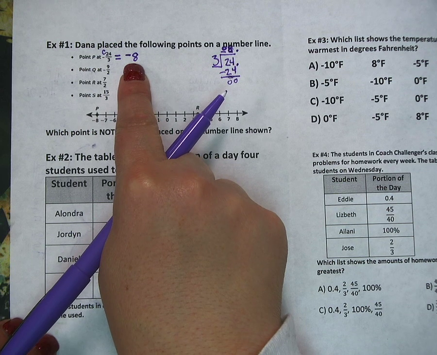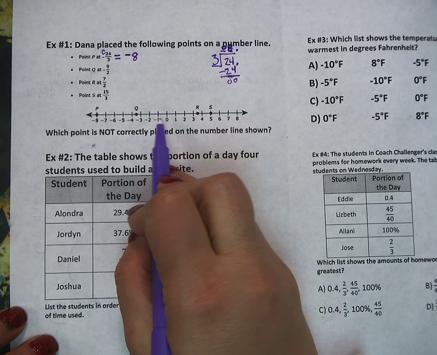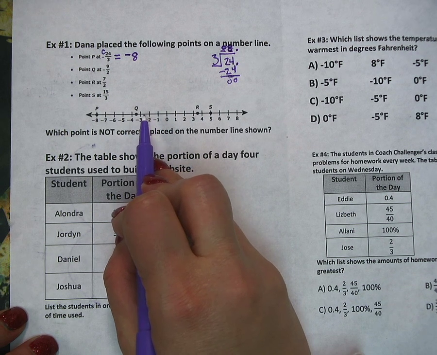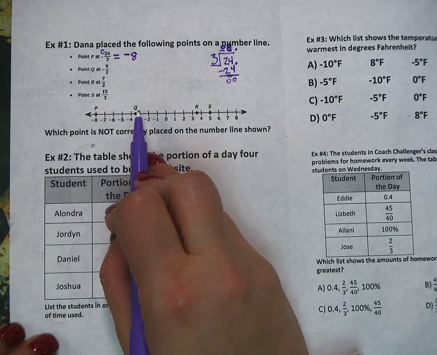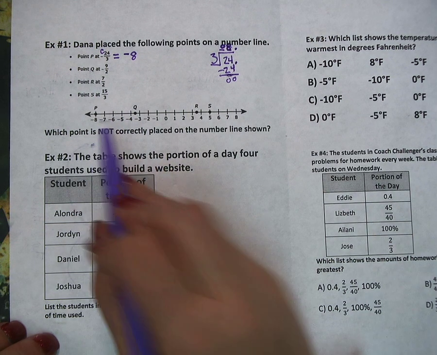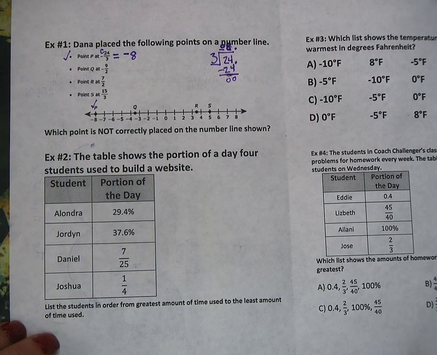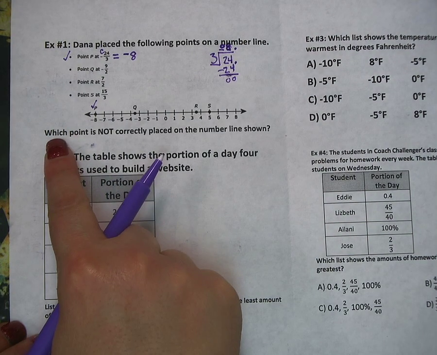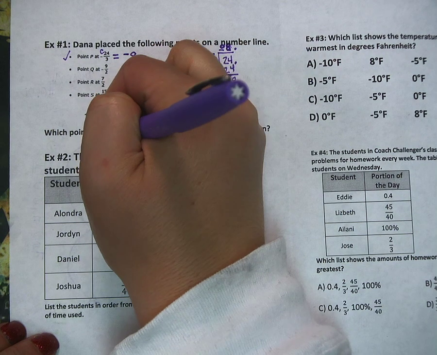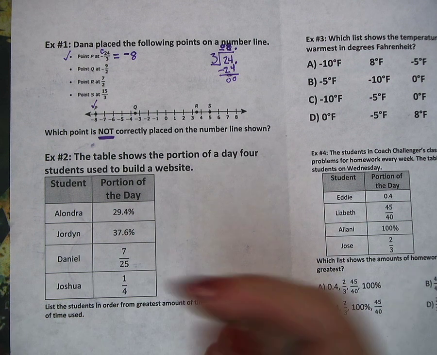It stays negative. So basically, is point P at negative 8? Well, let's find. We have negative 1, negative 2, negative 3. Notice we're counting backwards. Negative 4, negative 5, negative 6, negative 7. Oh, yep, there's point P, and it is correct at negative 8. But remember, the question says which point is not correctly placed on this number line, okay? So let's try the next one.